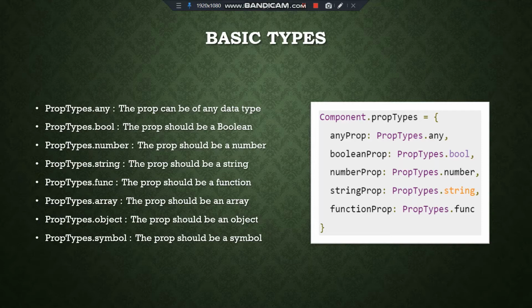Here you can see these are the props being passed to a component, and here through prop types we are restricting that the prop should be of a certain data type only, which should be allowed. Otherwise, it will show a warning in the console.